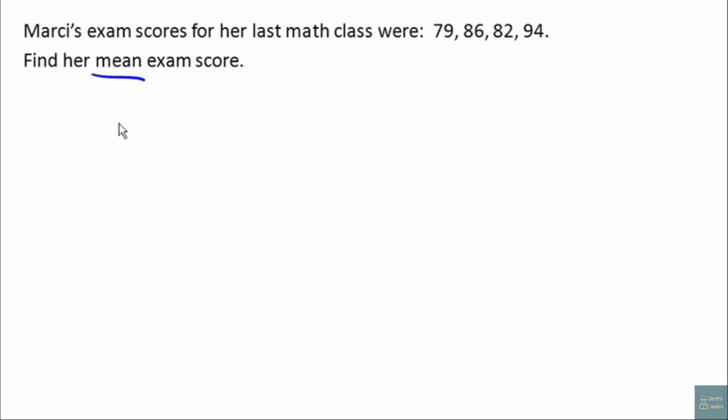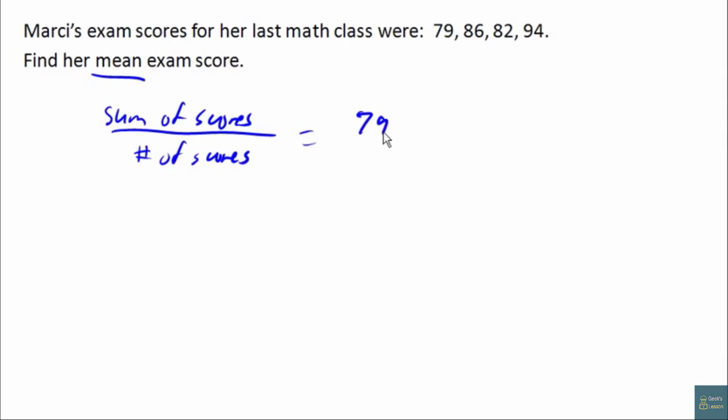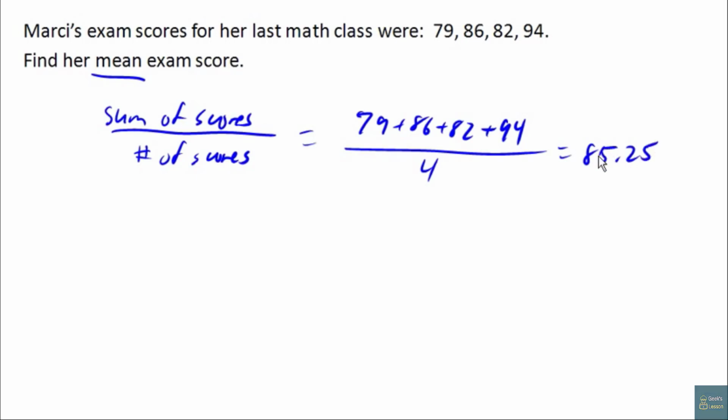And so the mean we calculate by finding the sum of the scores and dividing by the number of scores. So the mean is simply this: sum of scores. So there's our sum of scores, and we're going to divide it by the number of scores. We have 4 scores here. Pulling out my calculator, I get 85.25, so we can say that Marcy's mean exam score is 85.25.